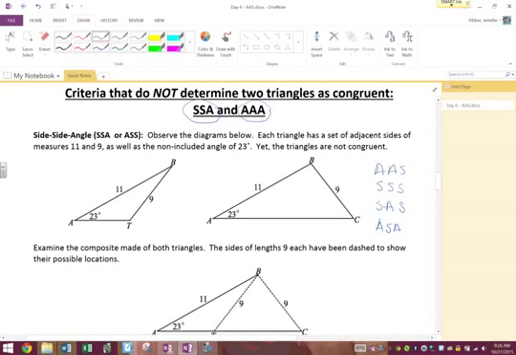SSA will never work because of this diagram right here. Here's a 23-degree angle, a side of length 11 and a side of length 9. Here's a 23-degree angle, a side of length 11 and a side of length 9. Are these triangles congruent? Absolutely not. The reason is that if I think about this 9 right here, it can swing kind of like a vine over to here and still have a length of 9, making triangle number 1 and triangle number 2 not congruent.